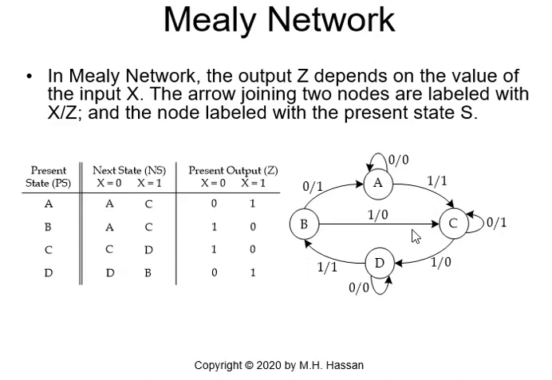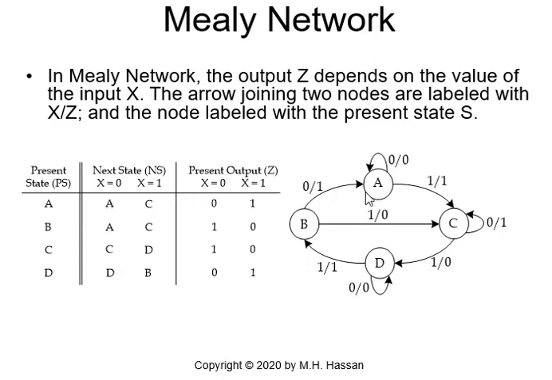When you draw the graph based on the iterative sequence of the states, you may have a very nice, neat drawing. But if you draw the states initially, you may have intersections, and you can rearrange the graph to look nice later on, okay? So here, again, z depends on the value of the input x, and the arrow joining two nodes is labeled with x slash z, and the node itself is labeled with the present state s.